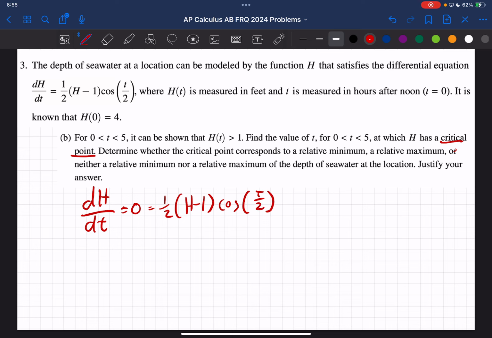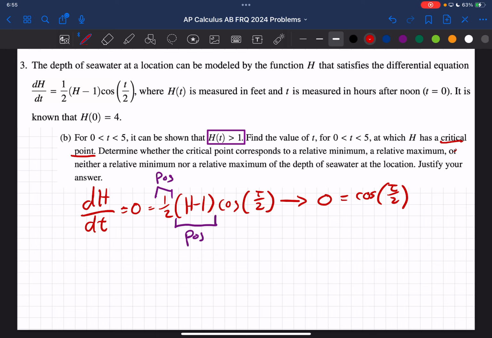Now, important thing here is they tell us this piece right here, that h of t is greater than 1. So what that means is that this right here is always going to be positive. Well, 1/2 is also always positive. So if this whole thing equals 0, and this is positive and this is positive, the only part that could be 0 is the cosine right here. So I can pretty much just ignore all that other stuff and just say 0 equals cosine of t over 2.